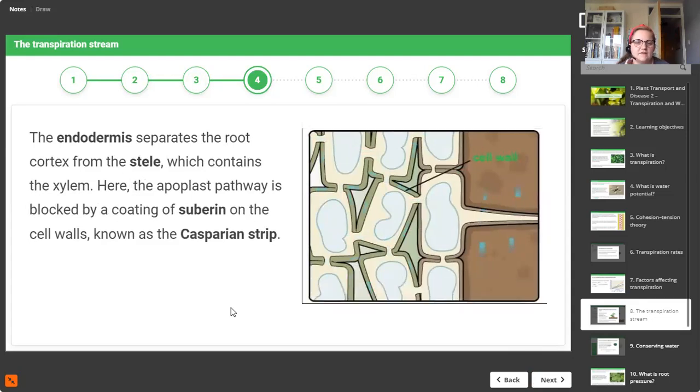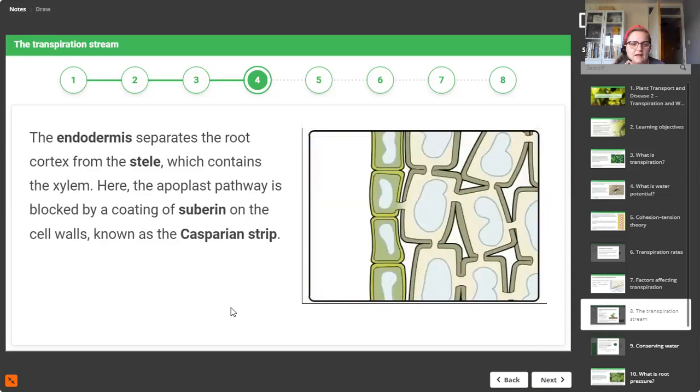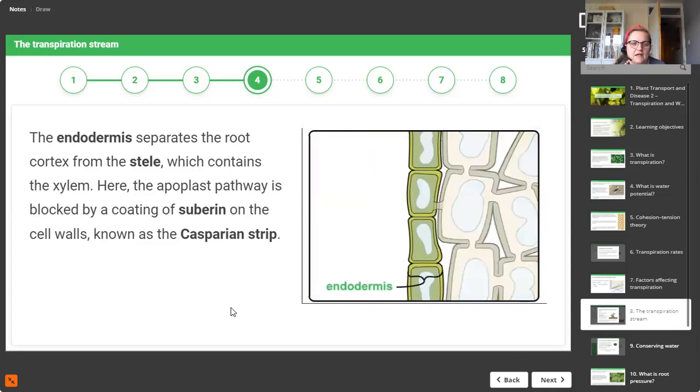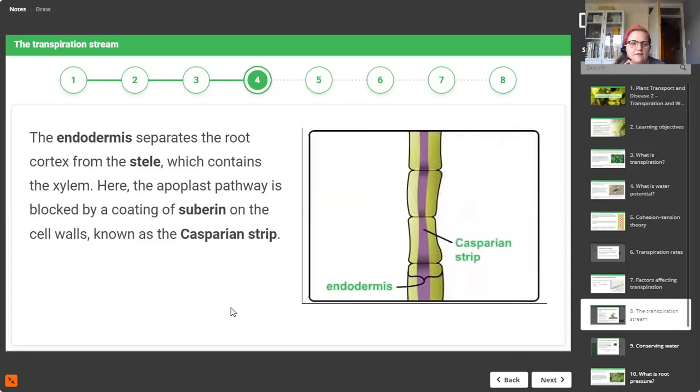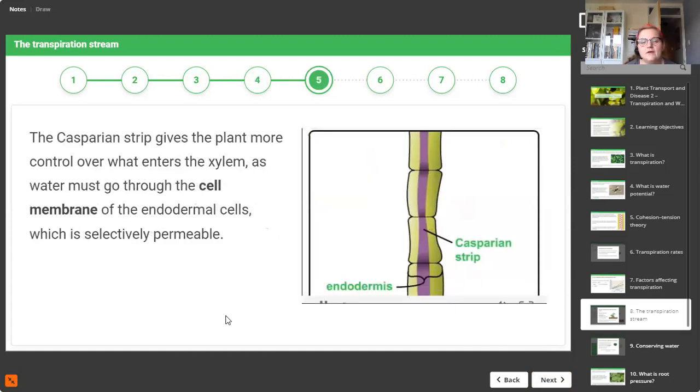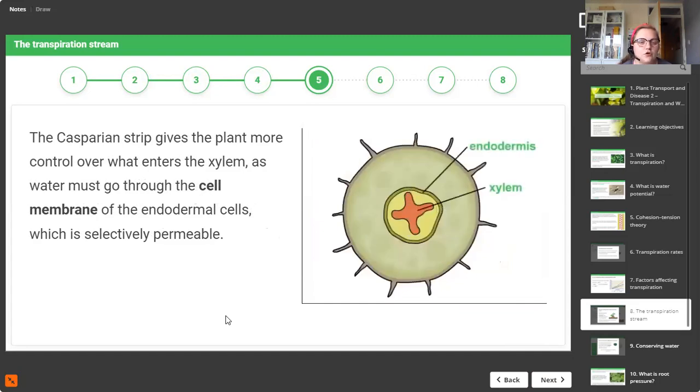The endodermis separates the root cortex from the stele, which contains the xylem. Here, the apoplast pathway is blocked by a coating of suberin on the cell walls known as the Casparian strip. The Casparian strip gives the plant more control over what enters the xylem, as water must go through the cell membrane of the endodermal cells, which is selectively permeable.